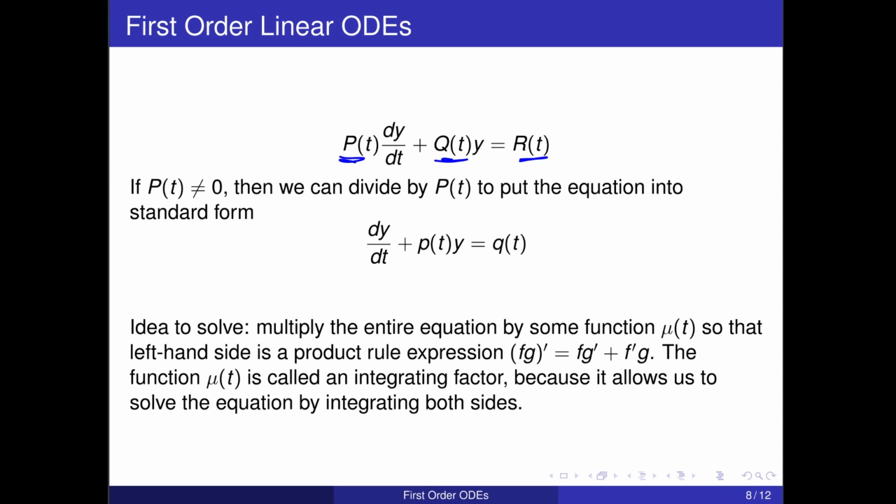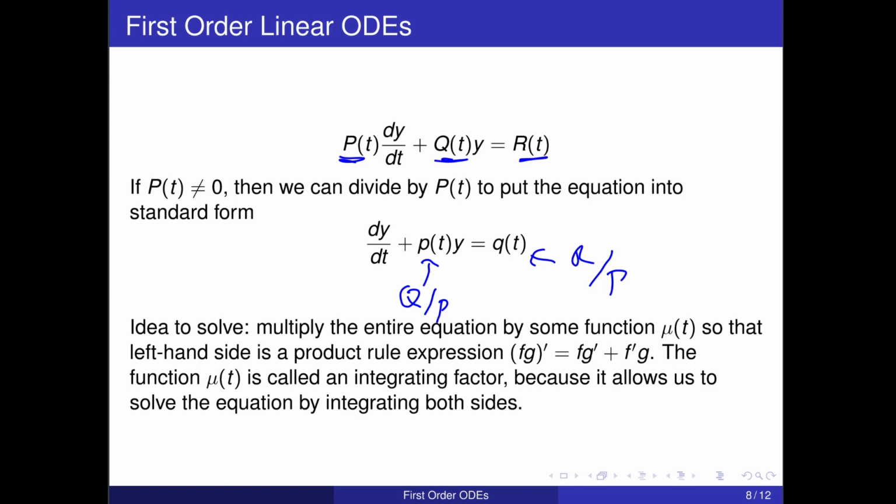All right, so if capital P of t is non-zero, then we can divide by capital P of t and put this equation into standard form. So here we've divided everything by capital P of t. So this lowercase p of t would be capital Q divided by capital P, and this lowercase q would be capital R divided by capital P.